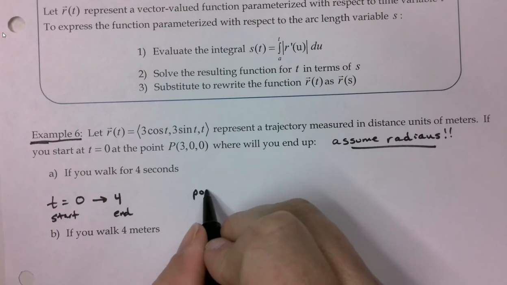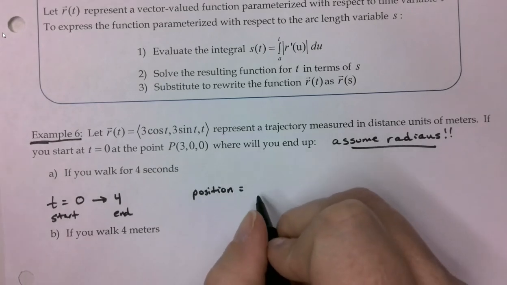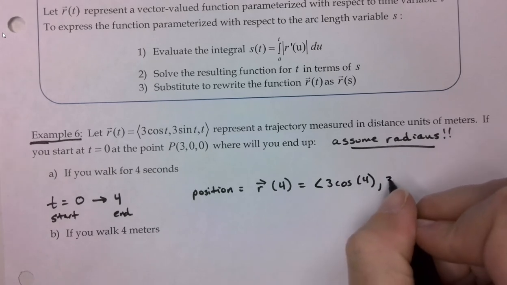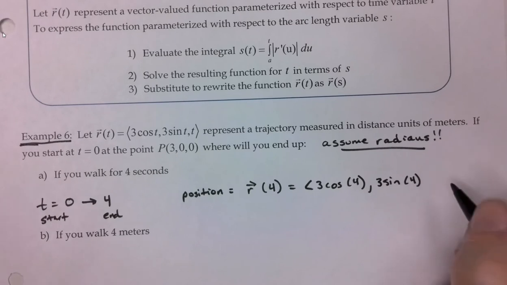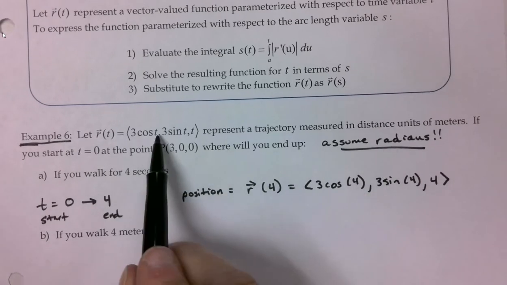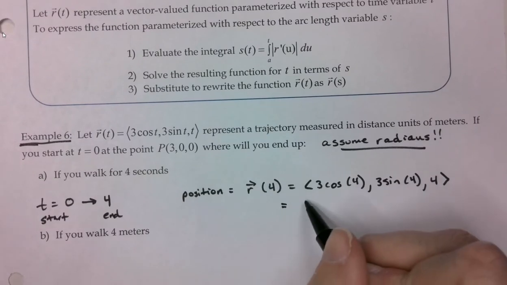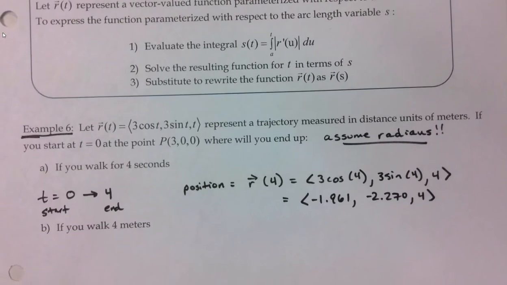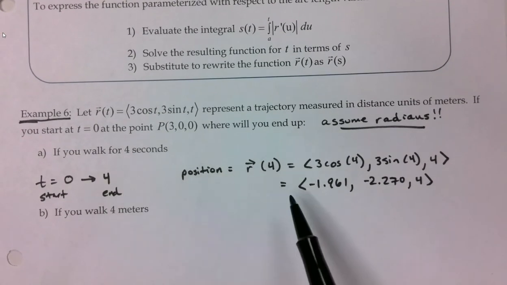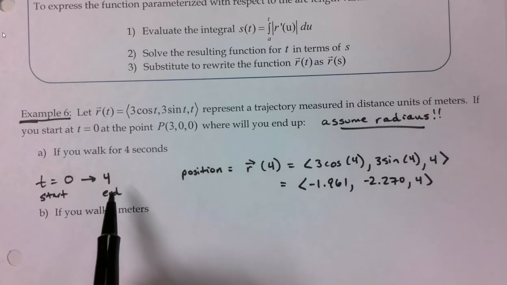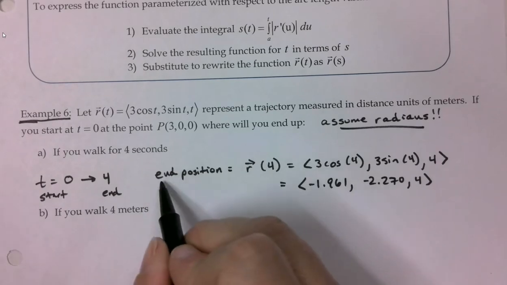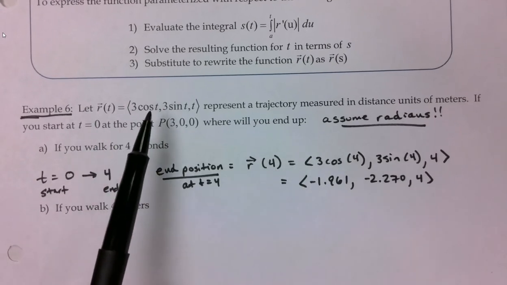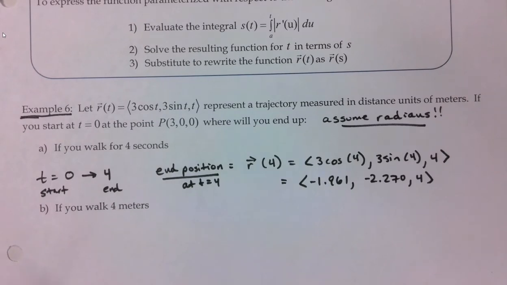How's that work? Well, my position would be r of 4, which would be 3 cosine of 4, 3 sine of 4, and then 4. Now you see what I mean by radians. We're assuming that these are in radian measures here. That would be negative 1.961, negative 2.270, and 4. So if you walk for 4 seconds, this is your ending position at t equals 4, according to your position function, which is defined in terms of t.